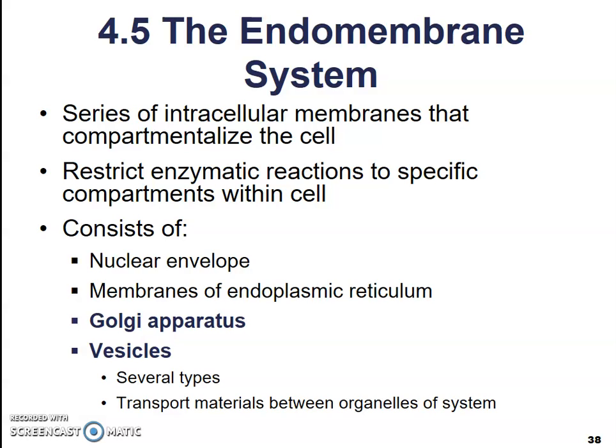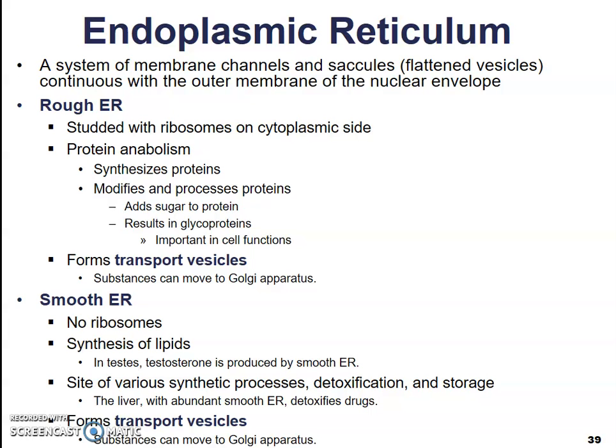There are several types of vesicles, and their job is to transport materials between organelles of the same system, so between parts of the endomembrane system. Let's start by talking about the endoplasmic reticulum. It is often shortened to the ER because that's just a mouthful. A system of membrane channels and saccules, flattened vesicles, which remember are just sacs of membrane material, that are continuous with the outer membrane of the nuclear envelope. So it's hard to tell where the nuclear envelope ends and the endoplasmic reticulum begins.